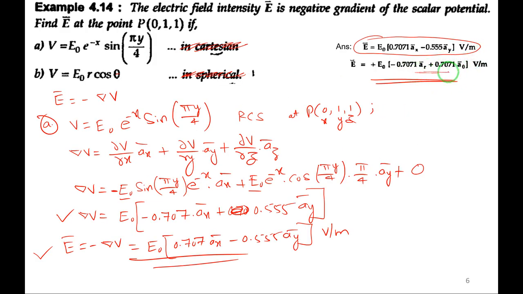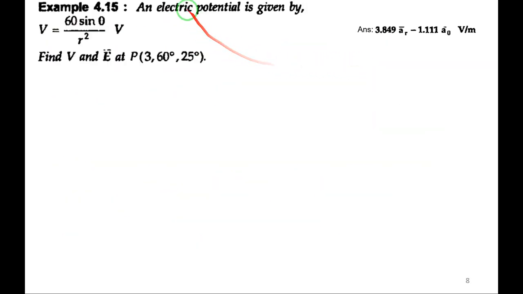0.706707, right? Based on the fractions that we are taking, both are over. Next, this I will leave it to you people only. I hope you will do it. An electric potential is given by V equal to 60 sin theta by R square. Find V and E at point P.